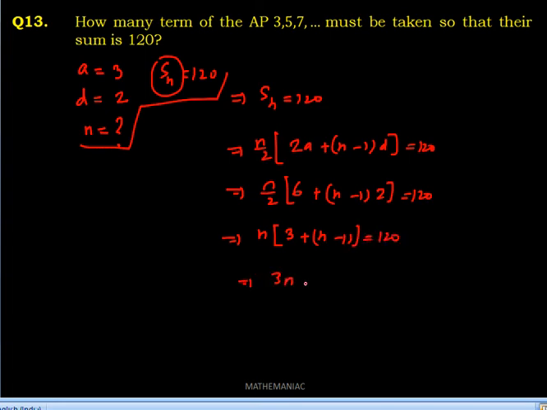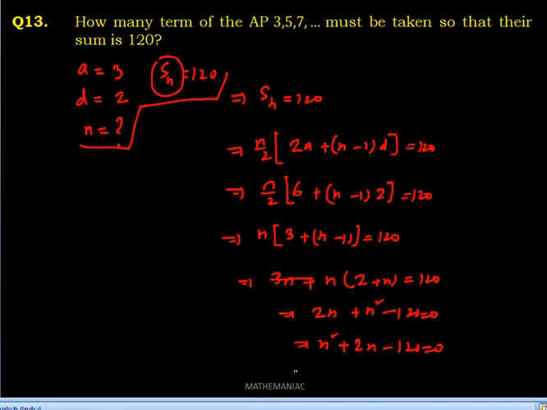So your answer is 3n here, then n minus 1. Sorry, it will be foolishness if I write it like this. You first simplify this, 3 minus 1, 2 plus n equal to 120, then 2n plus n square minus 120 equal to 0. Rather you will write it as n square plus twice n minus 120. Now you factorize this. Do you know how to factorize this? It is a simple middle term factorization.